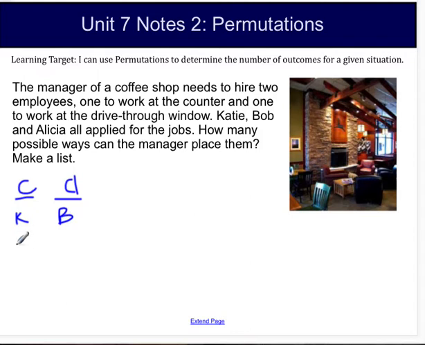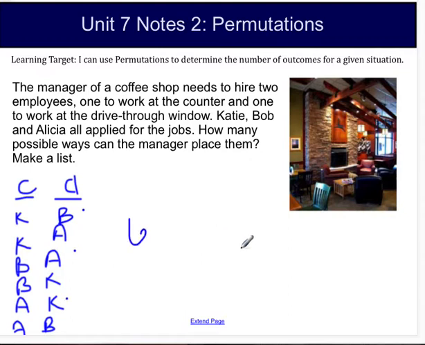We could have Katie working the counter and then Alicia working the drive-through. We could have Bobby working the counter and then Alicia working the drive-through. We could have Bobby working the counter and then Katie working the drive-through. We also could have Alicia working the counter and Katie working the drive-through, or Alicia working the counter and Bobby working the drive-through. So let's count. We have 1, 2, 3, 4, 5, 6. So there's 6 different ways that the manager could assign them at that coffee shop.